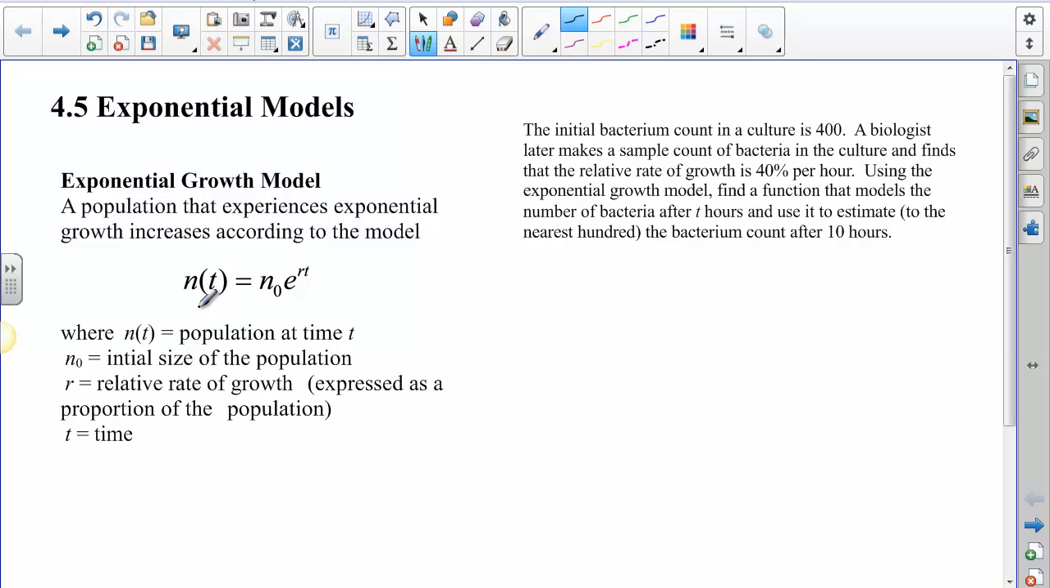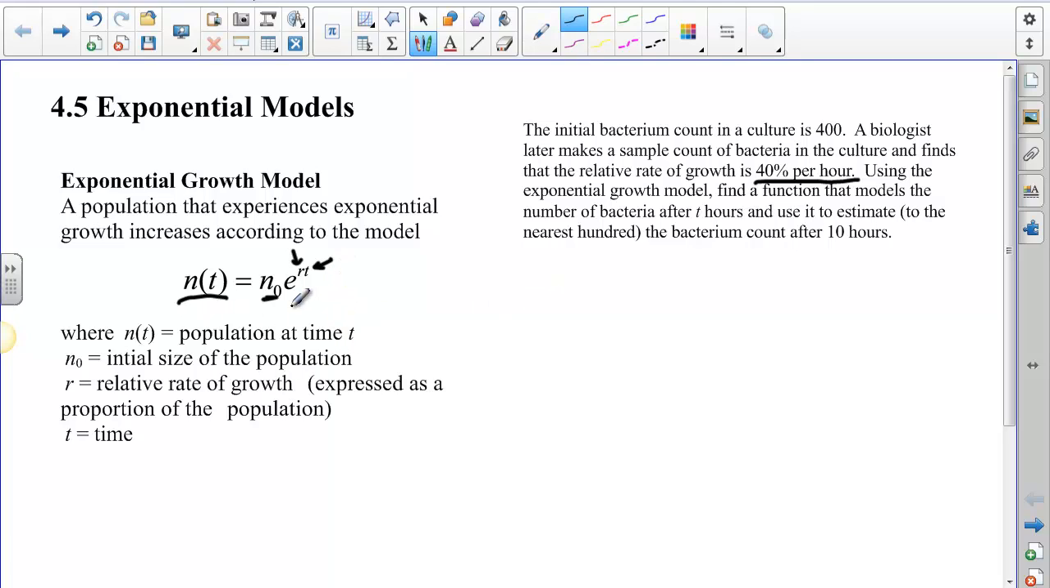There's four parts or four variables. N of t is the size of the population at time t. N sub 0 is our initial amount or initial size of the population. R is the rate at which they're growing, and t is the number of years usually, or it's the time that it's growing. If the rate is in something like 40% per hour, like it is in this example here, then our time would be in hours. But typically, if we're talking about human populations, we're talking about a growth rate per year, and that would be then in number of years.